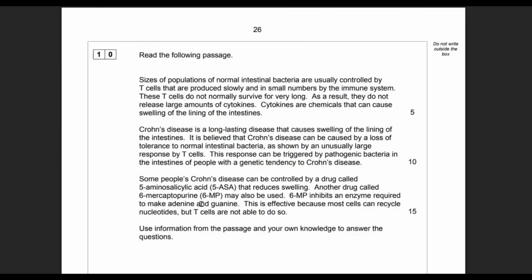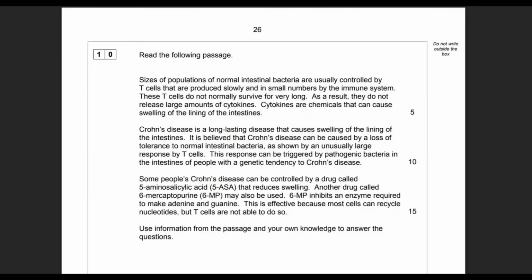6-mercaptopurine, otherwise known as 6-MP, may also be used. 6-MP inhibits an enzyme required to make adenine and guanine. This is effective because most cells can recycle nucleotides, but T cells are not able to do so. That means that when T cells want to reproduce and make more of themselves, they have to have that enzyme in order to make the adenine and the guanine. They can't recycle old adenine and guanine from other cells. Use information from the passage and your own knowledge to answer the questions.